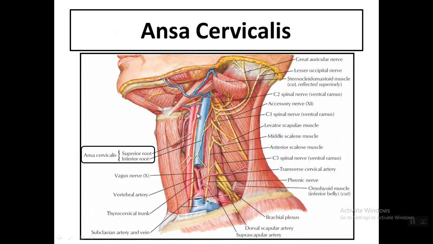This is the ansa cervicalis, or the handle of the neck, and we can see it is a loop of nerve formed from a superior root and inferior root, and it is superficial to the carotid sheath in front of these blood vessels, the internal jugular vein and the common carotid artery.